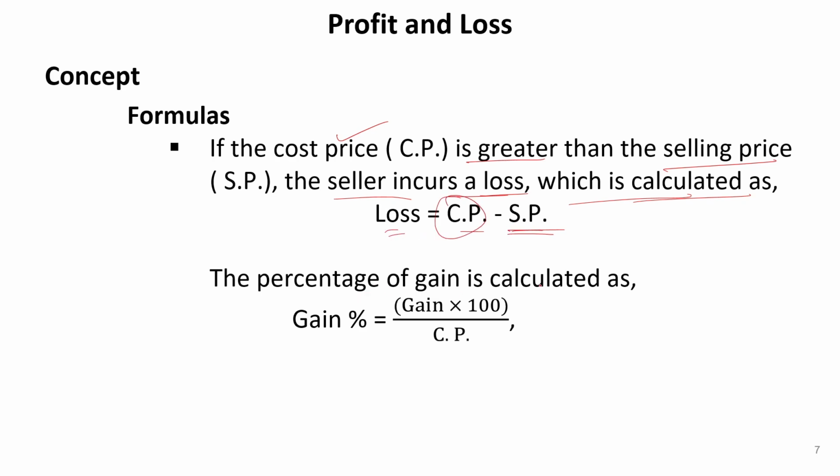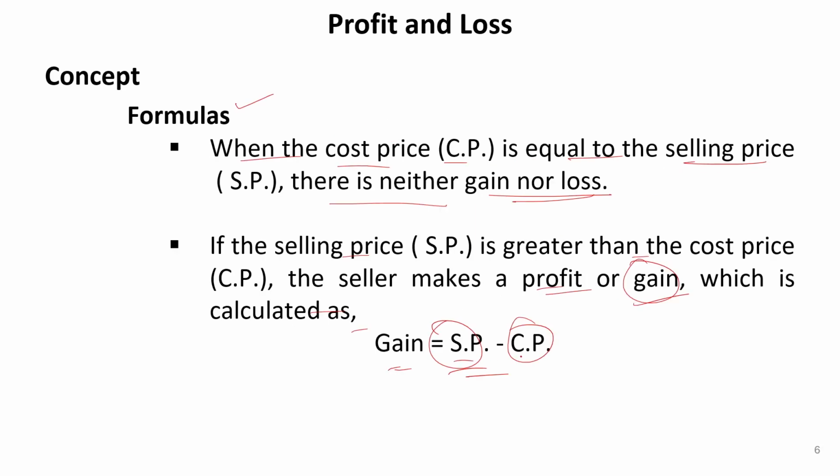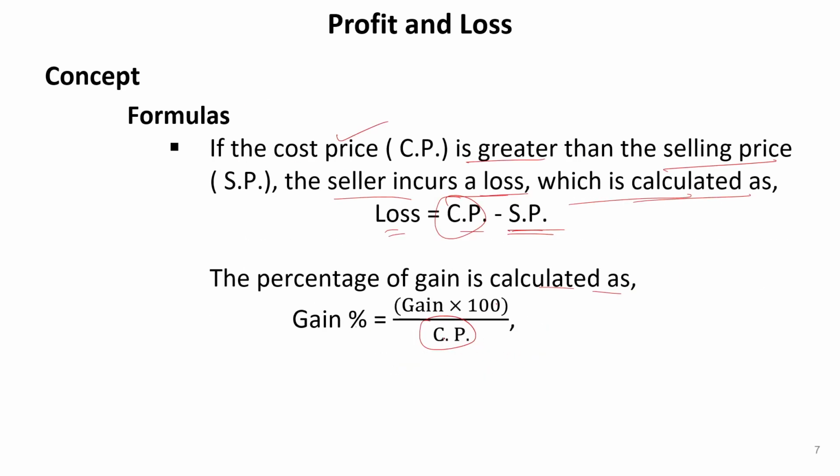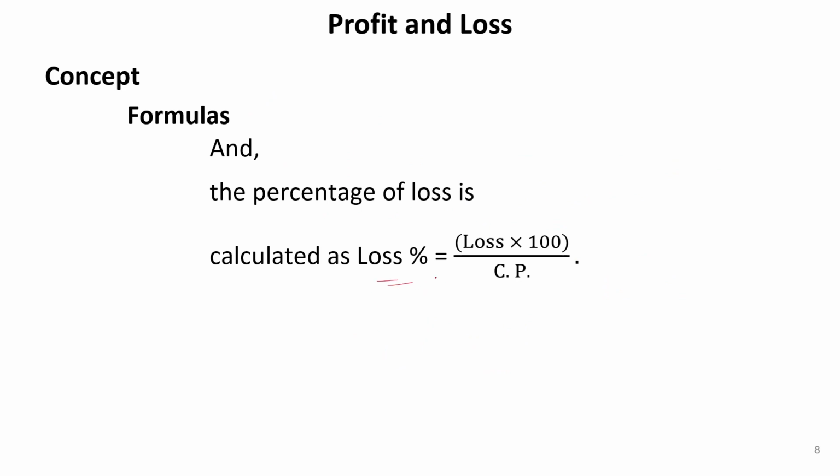The percentage gain is calculated as gain percentage equals gain into 100 by cost price. Gain will be the amount SP minus CP. The loss percentage will be loss into 100 whole by CP, that is, the cost price. So the gain percentage is equal to gain into 100 by selling price SP. No, it will be CP.